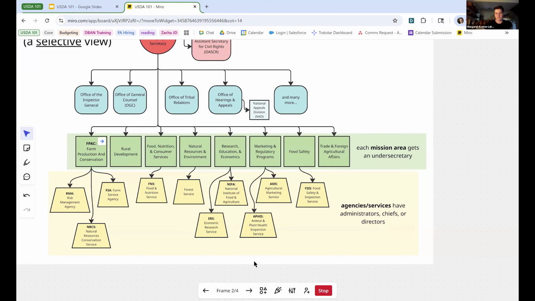So let's jump in. Oh, actually, before we jump in to that, I'm curious if anybody wants to guess the top 3 USDA agencies that I have listed here in terms of number of staff. Feel free to unmute yourself or throw it in the chat.